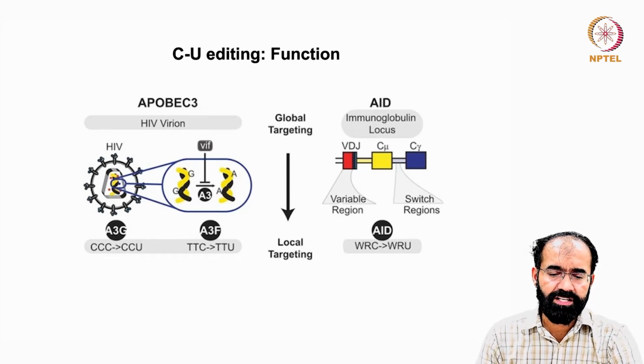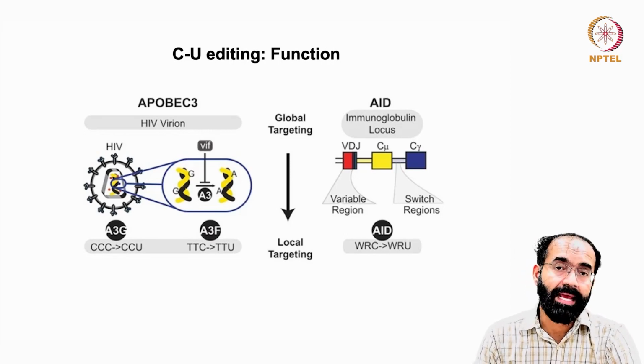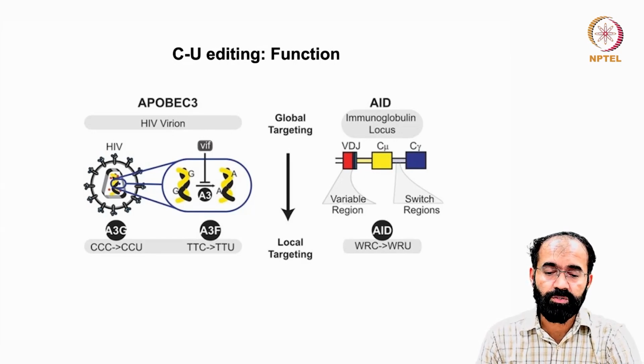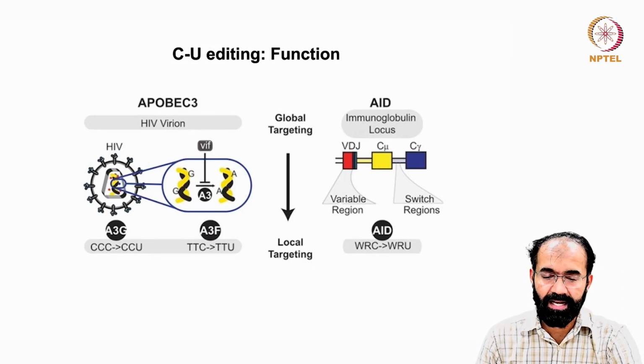And this is a notation: W, R and C. C we all know is cytidine, and W and R are codes for nucleic acids. R stands for purine and W stands for A or T, or A or U in that case. So in this conversion, WRC to WRU is very important for the functioning of the AID, and this is basically in the switch regions of the antibody.